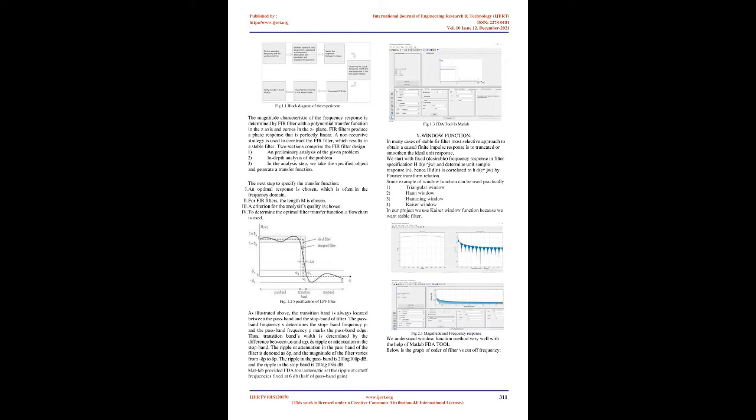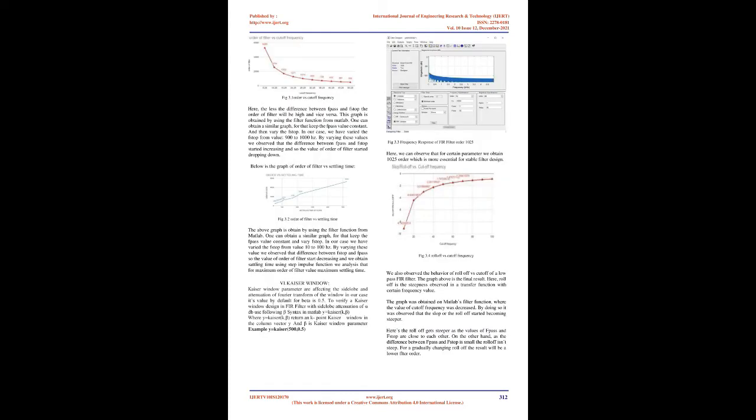Two sections comprise the FIR filter design. 1. A preliminary analysis of the given problem. 2. In-depth analysis of the problem. 3. In the analysis step, we take the specified object and generate a transfer function. The next step is to specify the transfer function. 1. An optimal response is chosen, which is often in the frequency domain. 2. For FIR filters, the length M is chosen. 3. A criterion for the analysis's quality is chosen. 4. To determine the optimal filter transfer function, a flowchart is used.